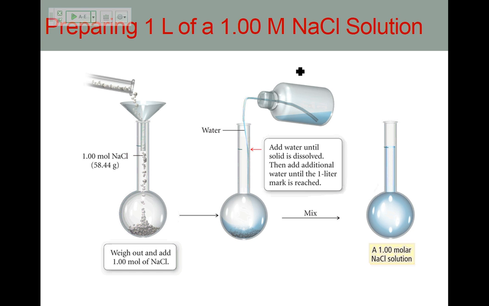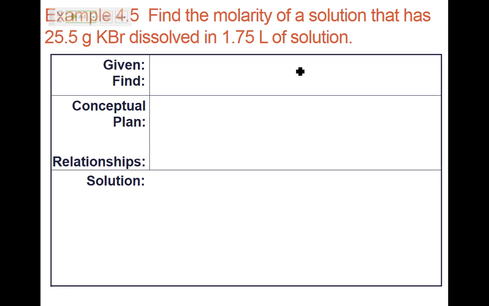And then that gives you, in this case, a 1 molar solution, because we're taking 1 mole of sodium chloride and dissolving it in a liter of water. So that's how we typically make it in the lab. So if you're given an amount, you can figure out your molarity.